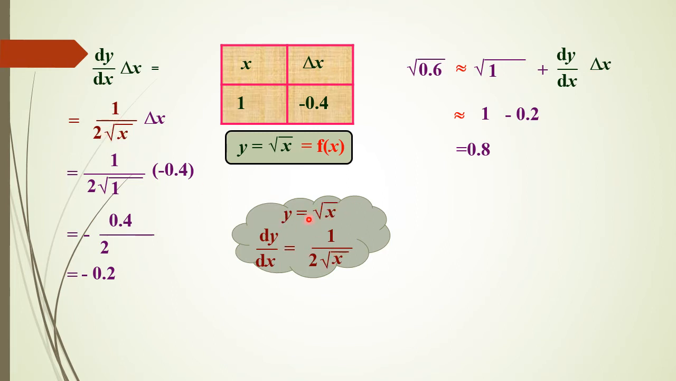Its differentiation is written here: y equal to root x, so dy by dx, the root differentiation, is 1 by 2 root x. Same terms are written here. We know very well the values of x as well as delta x. Substitute here, simplify, and you'll be getting this much. Afterwards come back to the given previous terms. Root 0.6 equal to root 1 plus dy by dx into delta x. Its full value we know very well, it is minus 0.2. Subtracting that from 1 gives 0.8. It will be the approximate value of root 0.6.